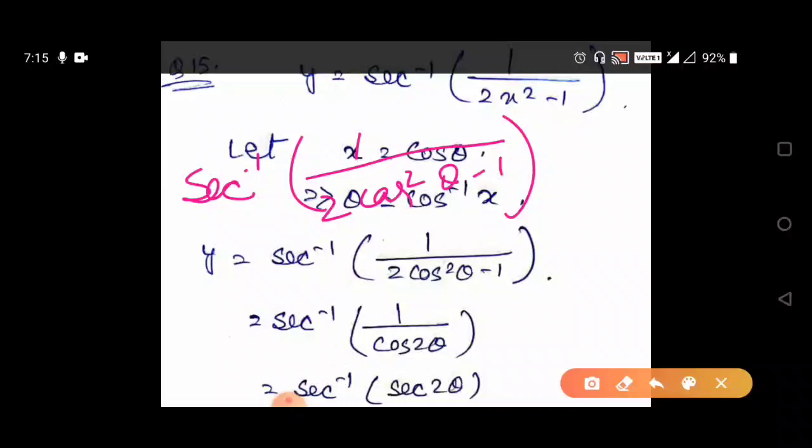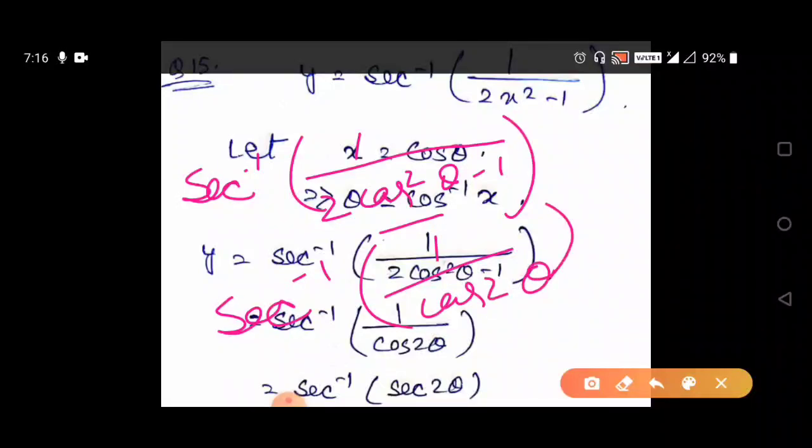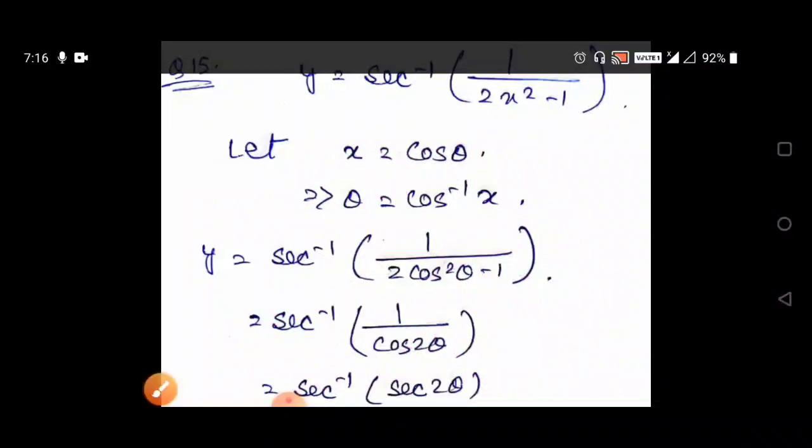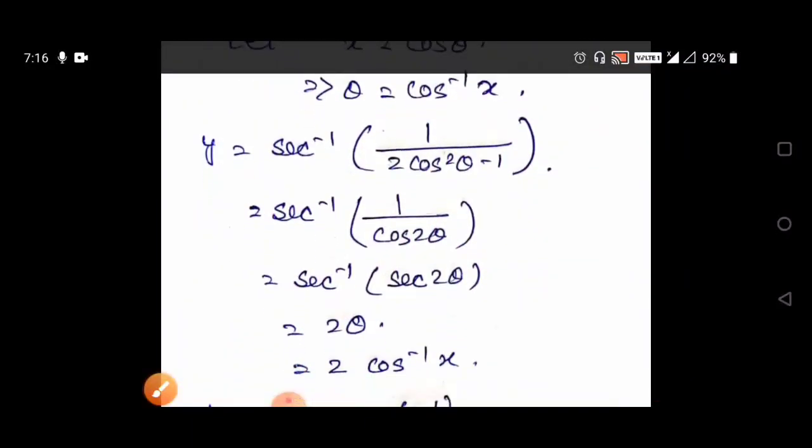Whenever we will assume x is equal to cos theta, we can replace x by cos theta. So it will become 1 by (2 cos square theta minus 1). And we know 2 cos square theta minus 1 is cos 2 theta. Now from here we can write sec inverse sec 2 theta. Now we can cancel out sec. So after doing this we will get y is equal to 2 theta.